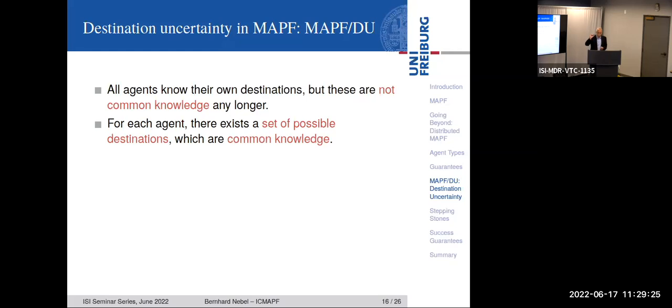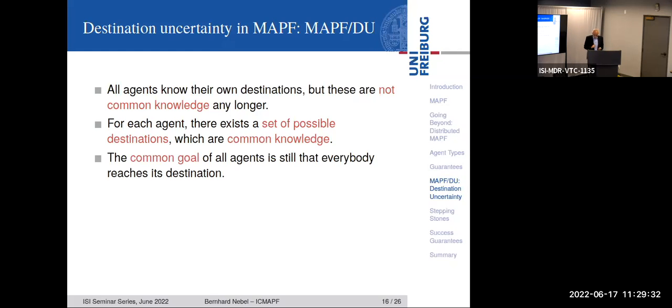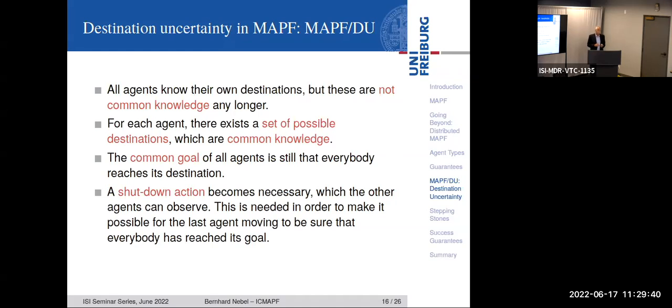So for each agent, there is a set of possible destinations, and this is common knowledge, but the particular goal of the agent is unknown. And the common goal is, as I said, everybody reaches their destination. As said, we don't want to have any communication, but now we need one sort of communicative action, and that is the shutdown action that tells the others, now I have arrived at my goal, and I don't want to move anymore. That is necessary because otherwise the other agents cannot know whether they have achieved the common goal.